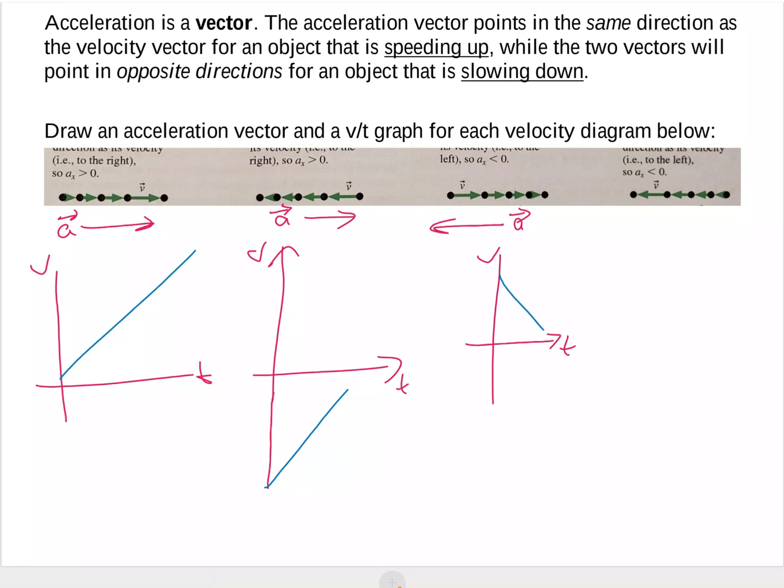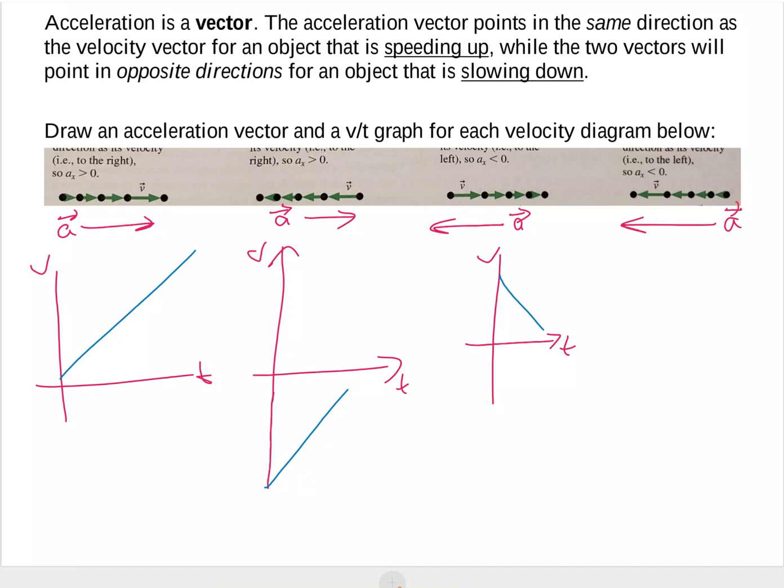Okay, and the last one? We only have three? Well, draw it in there. Don't have room. Okay. Our velocity vector is pointing to the left, and we are speeding up or slowing down? Speeding up. So our acceleration vector is also to the left, in order for us to speed up. So, there we go.